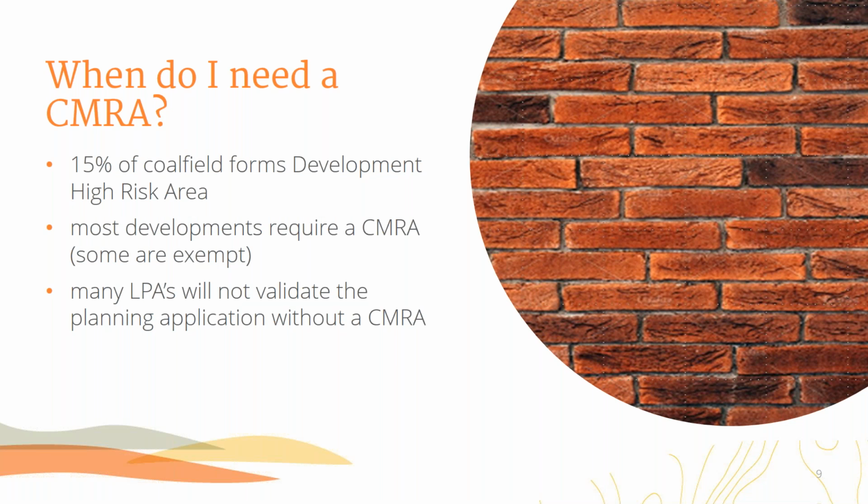Now, while some coalfield areas are underlain by workings that are of significant depth, or where coal has not been worked, approximately 15% of the coalfield makes up what is referred to as a development high risk area. The development high risk area is defined by features which could pose a risk to development works, mainly with regards to ground instability. In these areas, local planning authorities, as well as the developer and the Coal Authority's planners, need to be satisfied that any risk of instability to a development has been addressed. Many LPAs will not validate a planning application for a development which requires one in the development high risk area until a coal mining risk assessment has been produced.